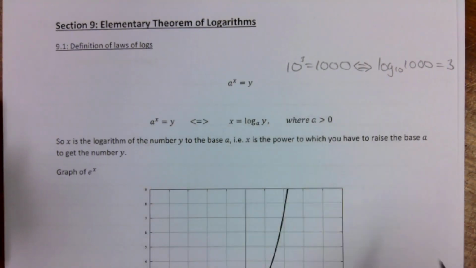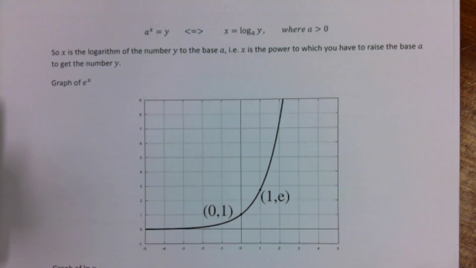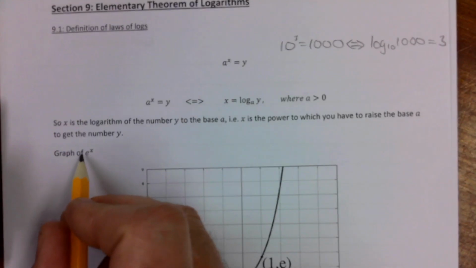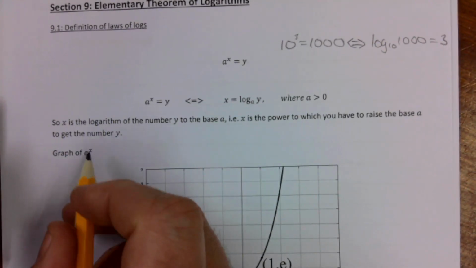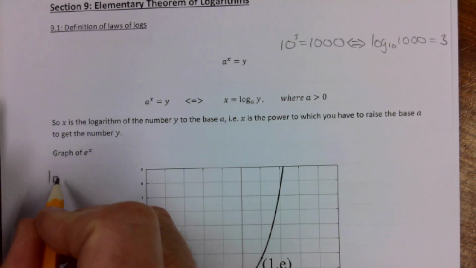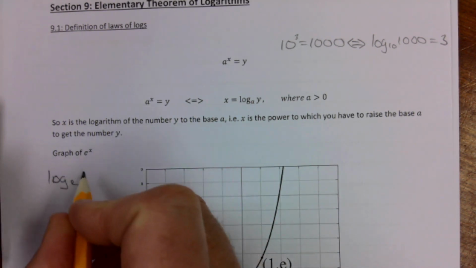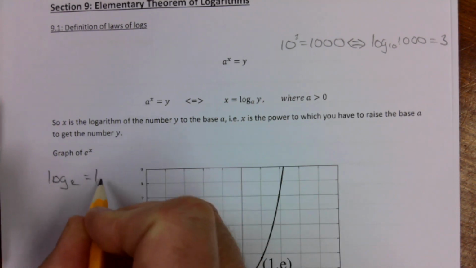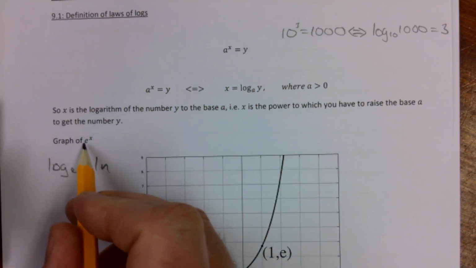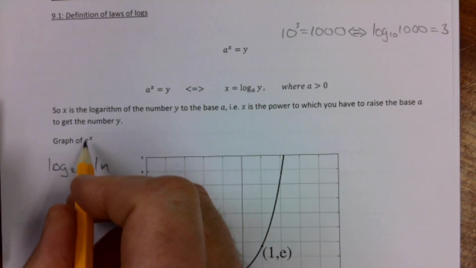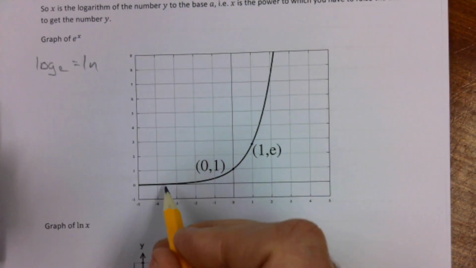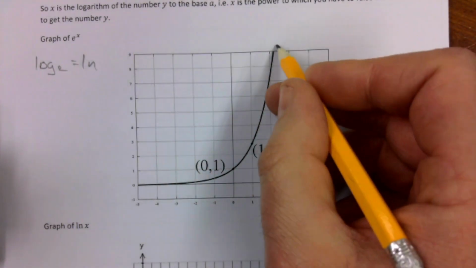Just a wee divergence from this, the graph of e to the x and the graph of ln x. e is our exponential number, and if we write log to the base e, that's the same as ln, and these two are inverses of each other. So e to the x, e is around 2.718, so it's in between 2 and 3, and if you were to plot the graph, you would end up with this here.